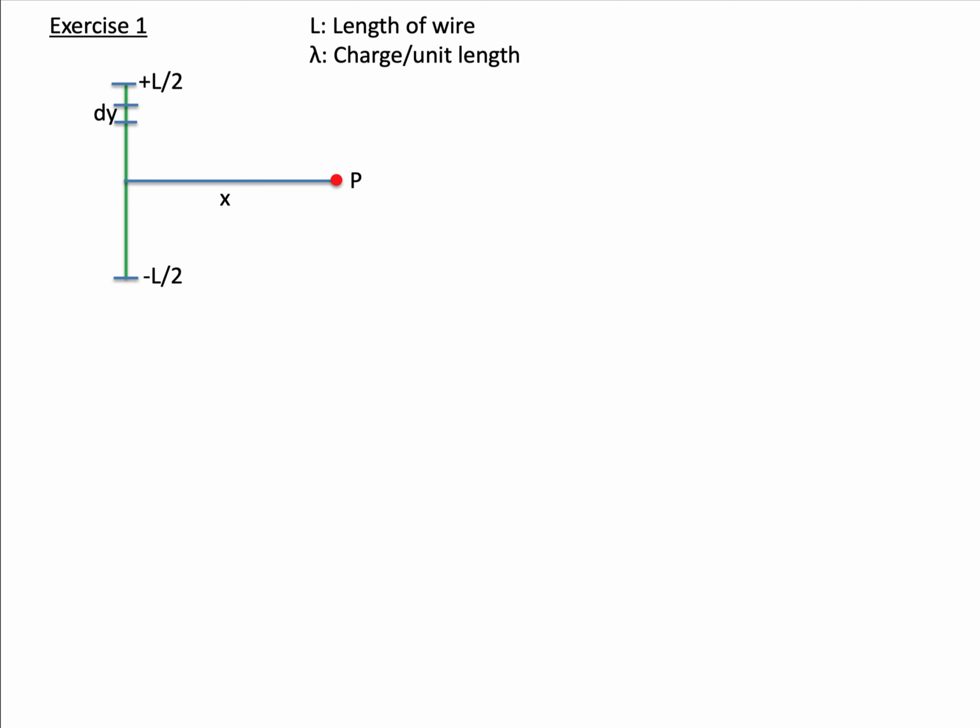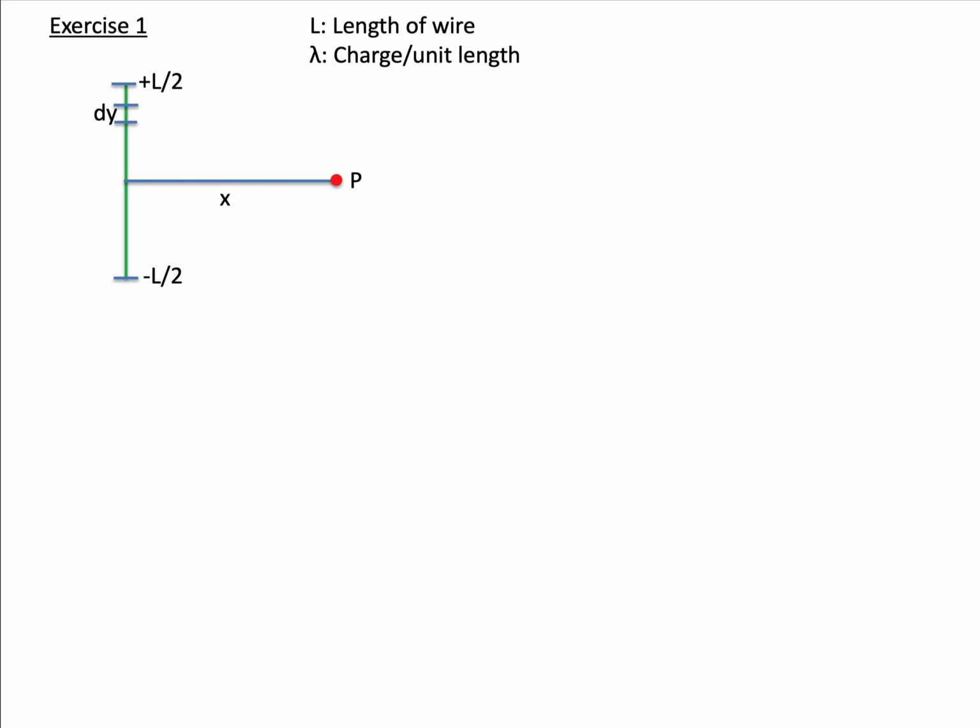Here is our wire of length L and charge per unit length lambda. And here is our point P, at which we want to find the total electric field due to the wire. This is a distance of x perpendicular to the centre of the wire. Let's label the top of the wire L over 2 and the bottom of the wire minus L over 2. Now, to find the electric field due to the whole wire on point P, we need to split the wire into tiny segments, find the field due to each of these segments, and then add them up. So here I will draw on one of those tiny segments dy.